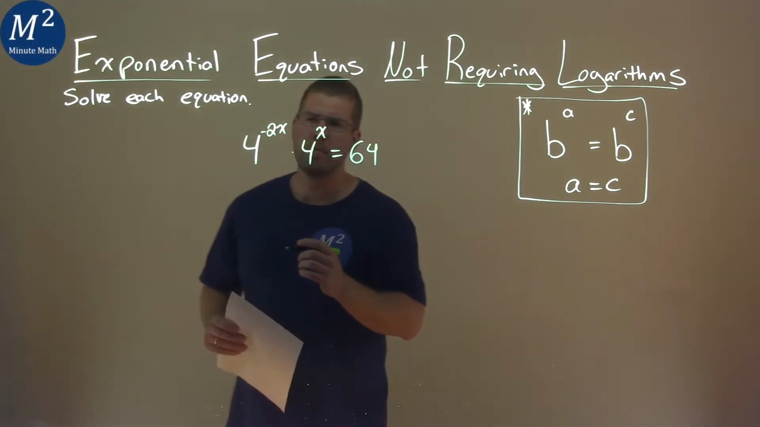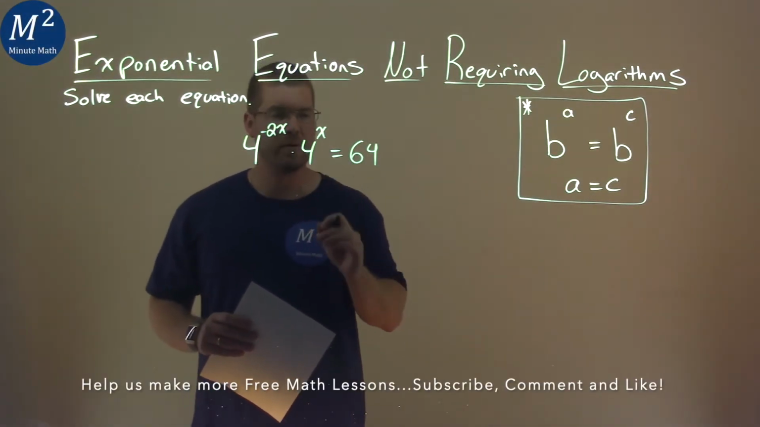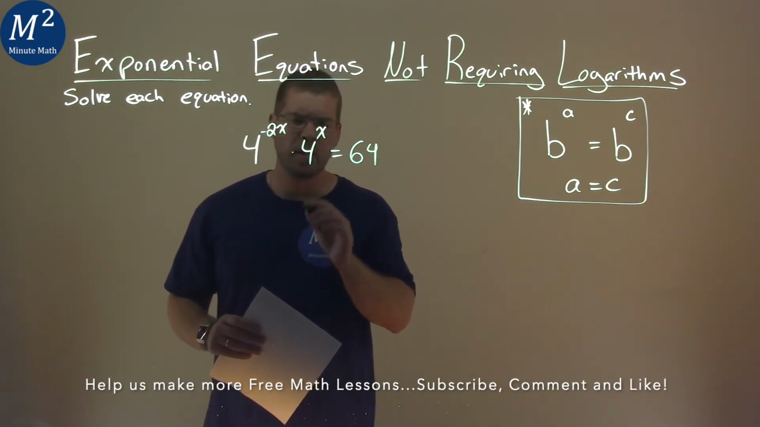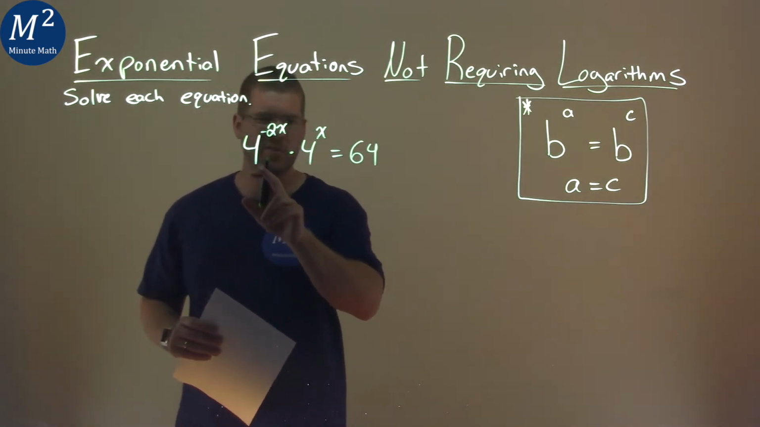We're given this problem right here. 4 to the negative 2x power times 4 to the x power equals 64, and we want to solve this equation. Well, notice this multiplication that's going on right here between the 4 and the 4.